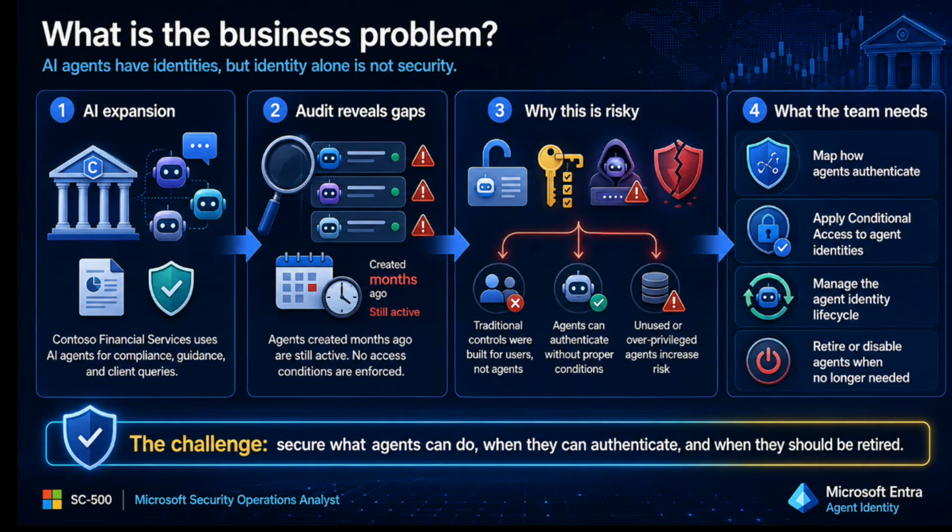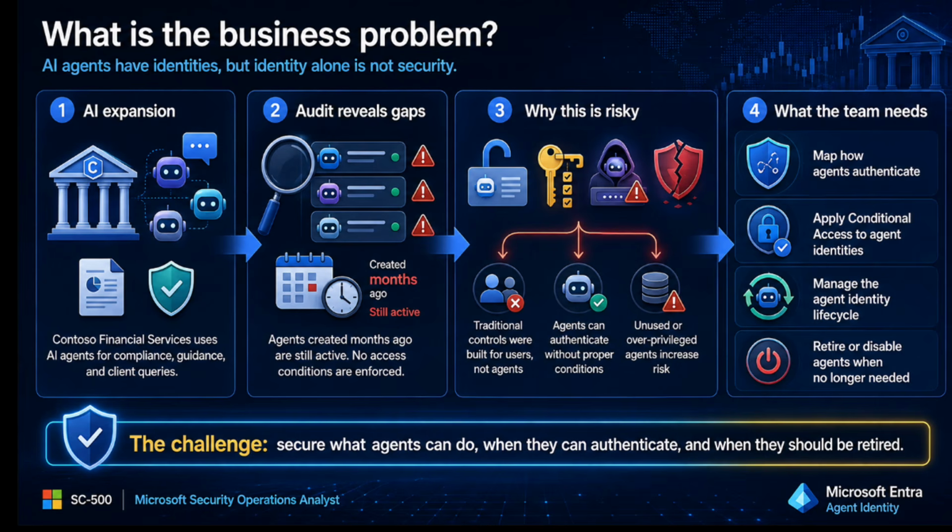What is the business problem here? Contoso Financial Services expanded its use of AI agents to automate compliance checks, deliver regulatory guidance, and respond to routine client questions. However, a security review revealed that several agent identities created months earlier were still active, lacked conditional access protections, and retained more access than necessary.